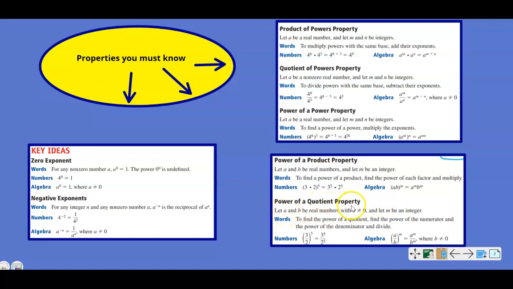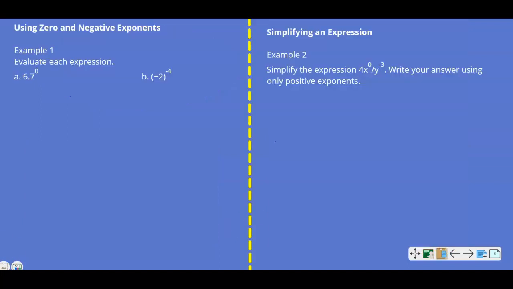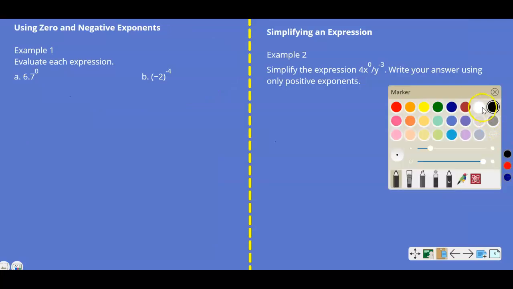A power of a quotient property: let a and b be real numbers with b not equal to 0 and m an integer. To find the power of a quotient, find the power of the numerator and the power of the denominator. So here you have 3 halves raised to the 5th power. That's the same thing as 3 to the 5th over 2 to the 5th. Algebraically, a over b to the m power is the same thing as a to the m divided by b to the m. Remember, when you divide, your denominator cannot equal 0. So that's why this says where b is not equal to 0. All right, let's test out these properties.